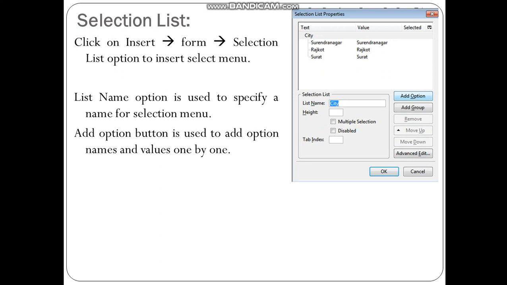Add option button is used to add option names and values one by one. So here you can see there is a button named add option. When you click on this button, it will ask you to give various options and names. So one by one you can specify city names, for example Surendranagar, Rajkot, Surat, etc. So this way we can create a selection menu.